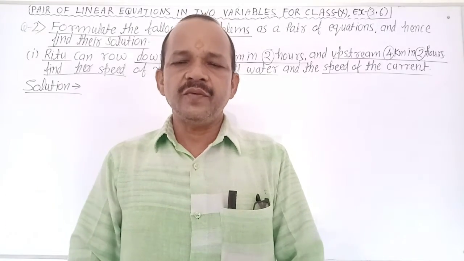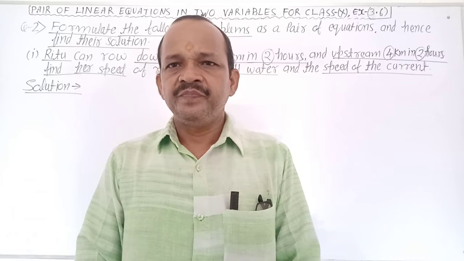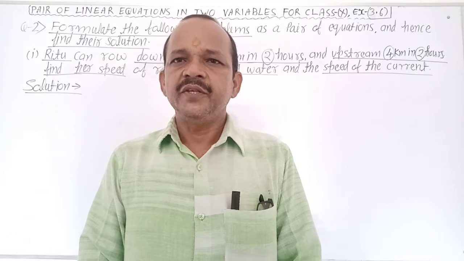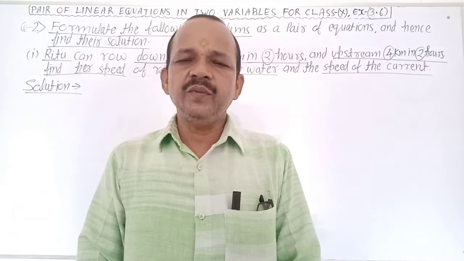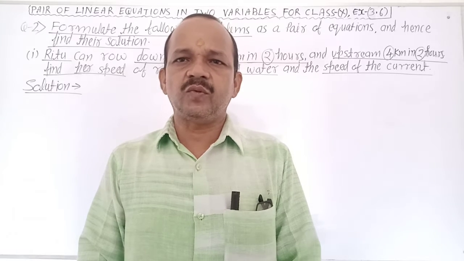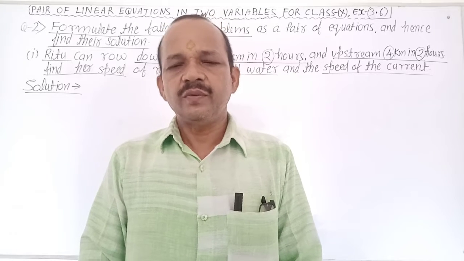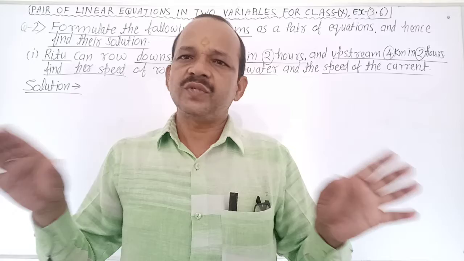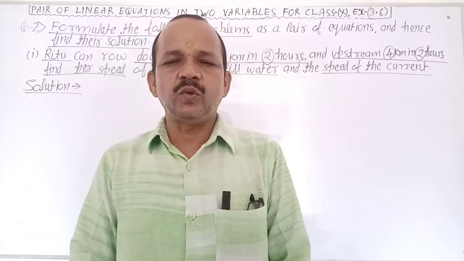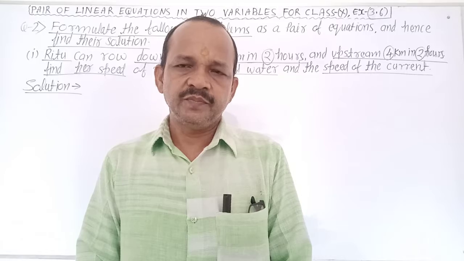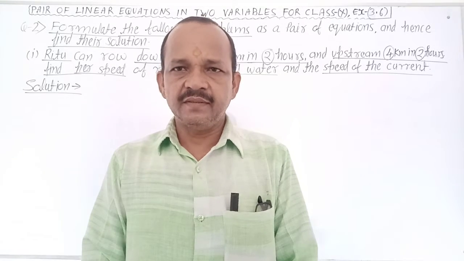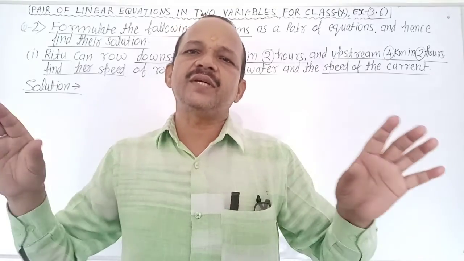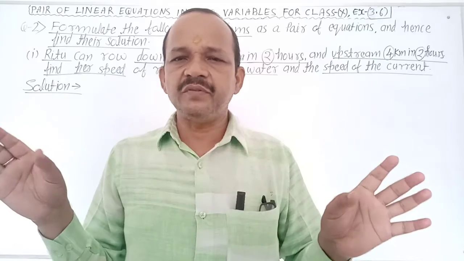Very good. If a1 by a2 not equal to b1 by b2, then it shows intersecting lines, consistent system and unique solution. If a1 by a2 equal to b1 by b2 not equal to c1 by c2, then it shows parallel lines, inconsistent system and no solution. If a1 by a2 equal to b1 by b2 equal to c1 by c2, then it shows coincident lines, consistent dependent system and infinitely many solutions.